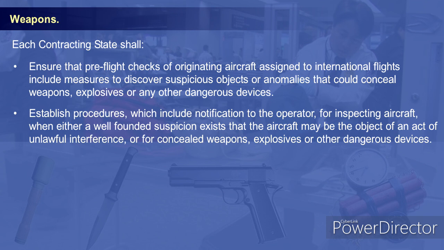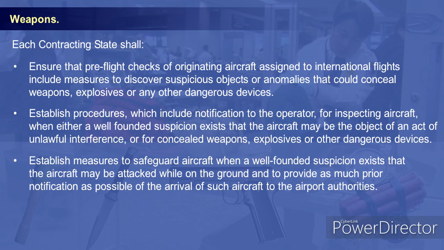and establish procedures which include notification to the operator for inspecting aircraft when either a well-founded suspicion exists that the aircraft may be the object of an act of unlawful interference, or for concealed weapons, explosives, or other dangerous devices. Establish measures to safeguard aircraft when a well-founded suspicion exists that the aircraft may be attacked while on the ground, and to provide as much prior notification as possible of the arrival of such aircraft to the airport authorities.